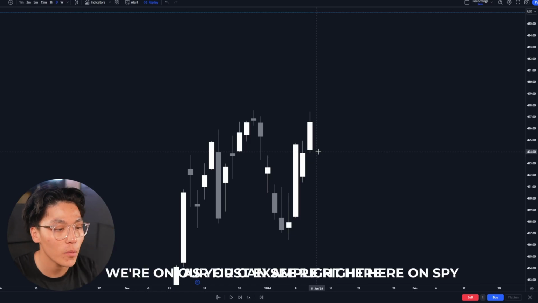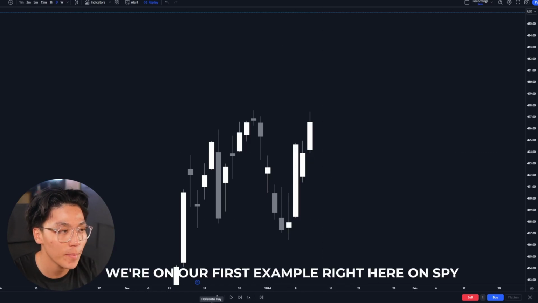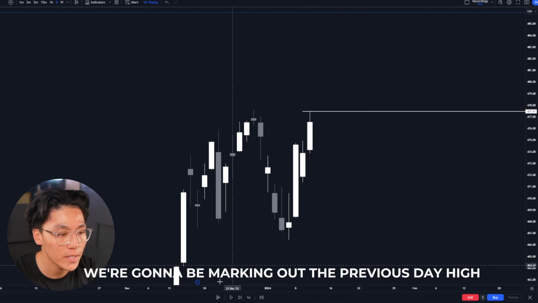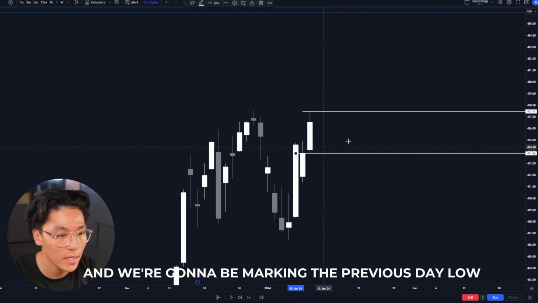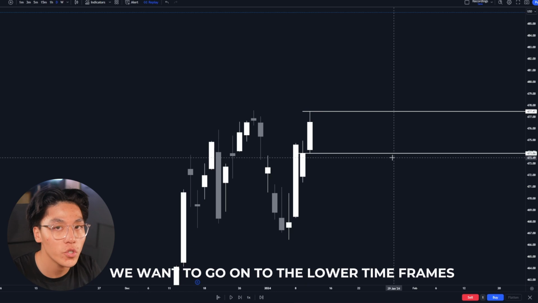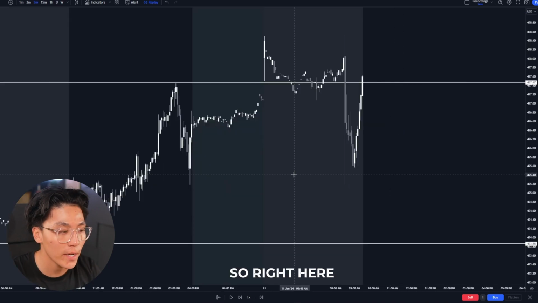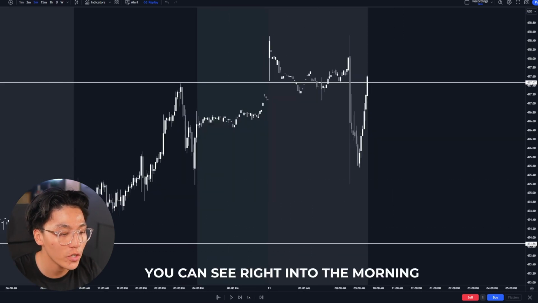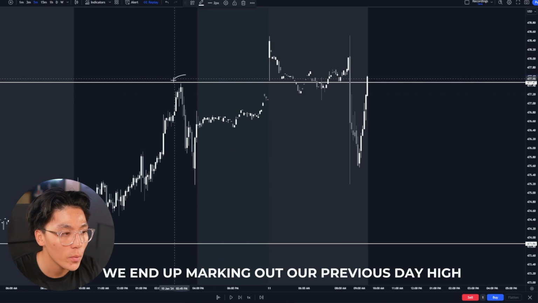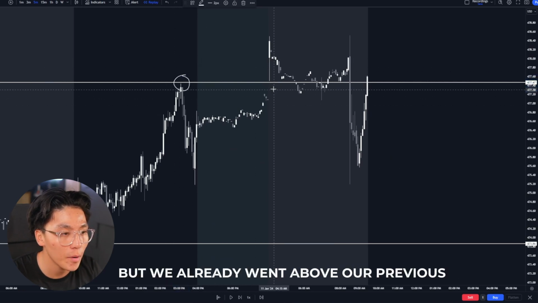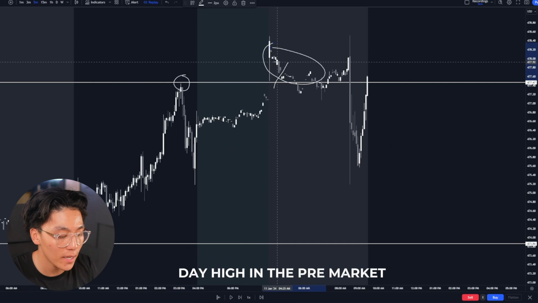As you can see right here, we're on our first example on SPY. We're going to be marking out the previous day high and the previous day low. And now after this, we want to go on to the lower time frames. So right here, we're now on the 5-minute chart. You can see right into the morning, we end up marking out our previous day high, but we already went above our previous day high in the pre-market.